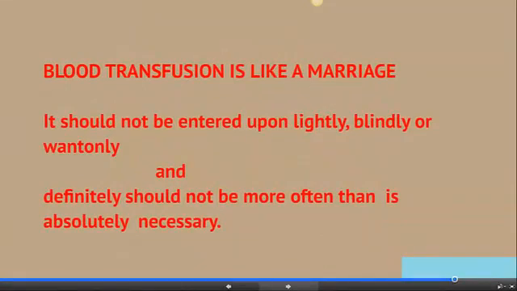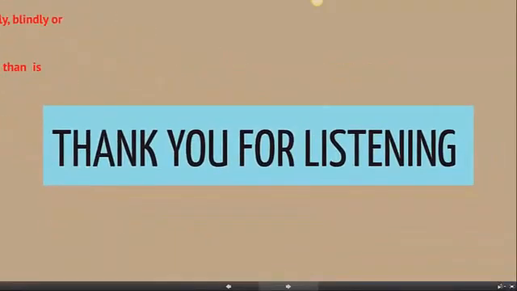I just want to end this with a saying: blood transfusion is like a marriage. It should not be entered upon lightly, blindly, or wantonly, and definitely should not be done more often than is necessary.